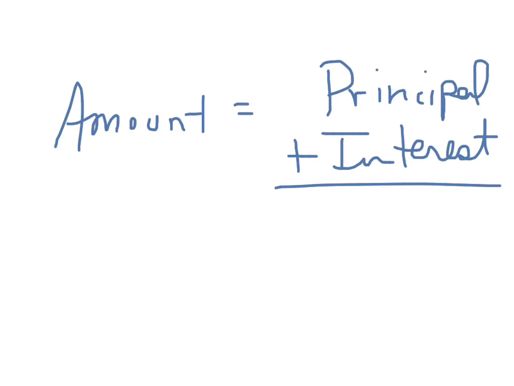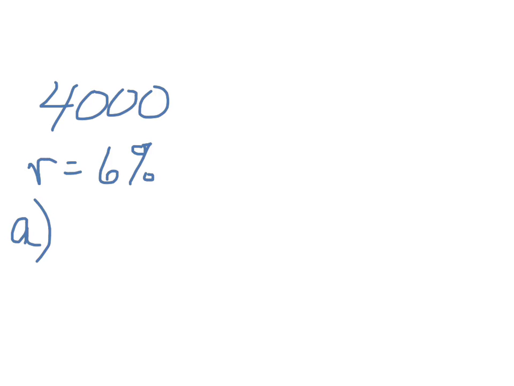So here is where we need to be really, really careful. On number 1, at the top of page 223, it says, determine the interest and the amount for the indicated time. And it gives you different times. The time is always in years, so you need to be very careful. The principal is $4,000, and the rate is 6%. For part A, they want you to find it after 4 years.